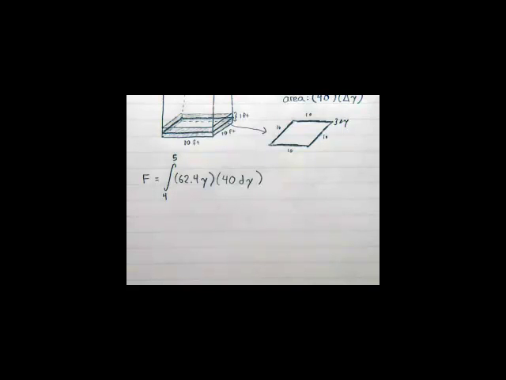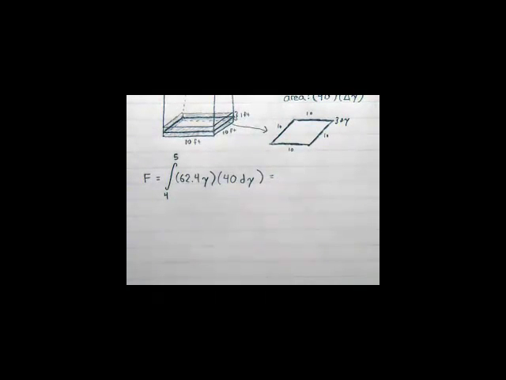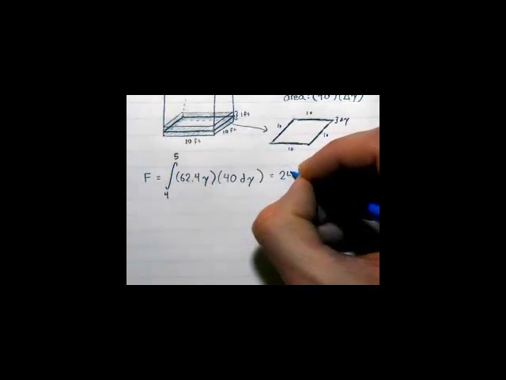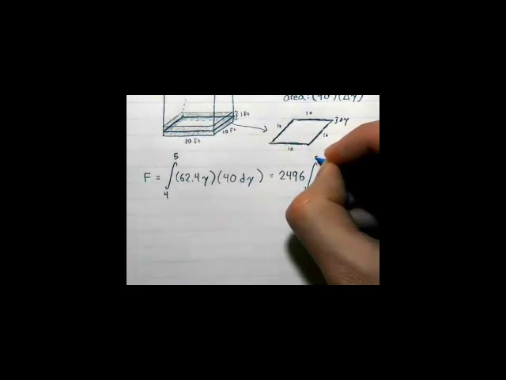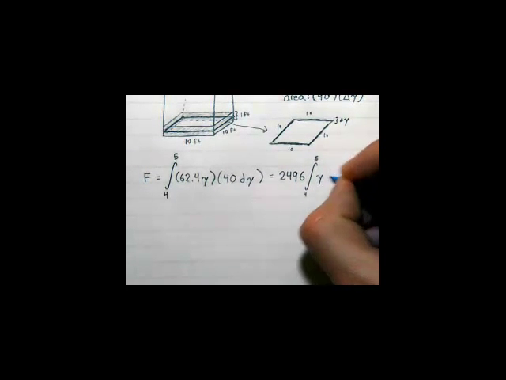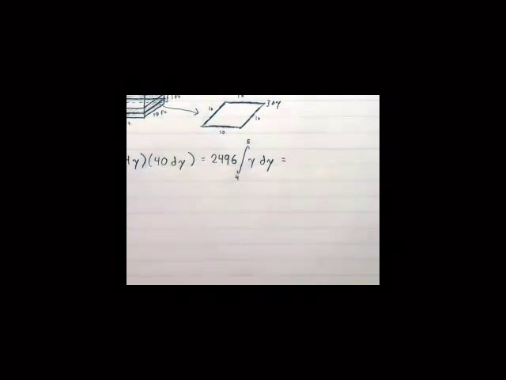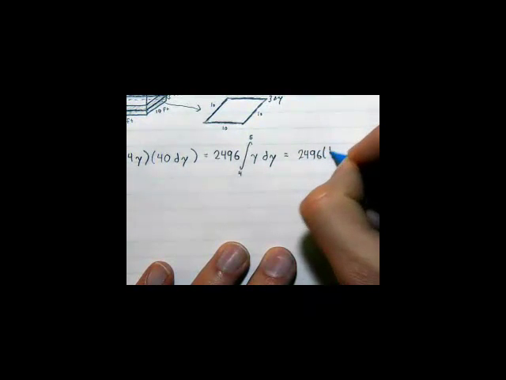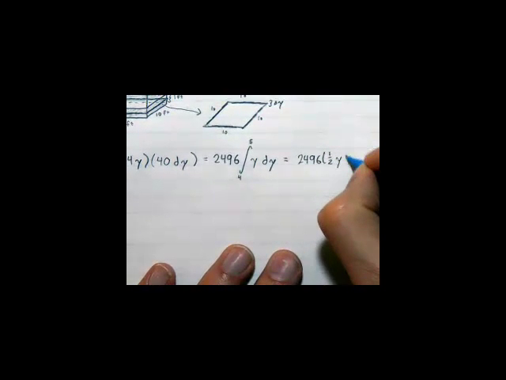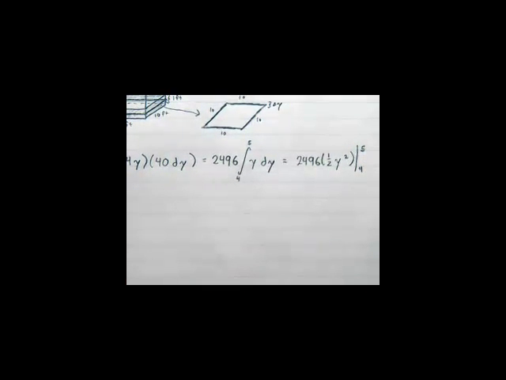So you just multiply 62.4 times 40. And that gets us, I think, 2496. And integral from 4 to 5 of y dy. And so that leaves us with 2496 times 1/2 y squared, going from 4 to 5.